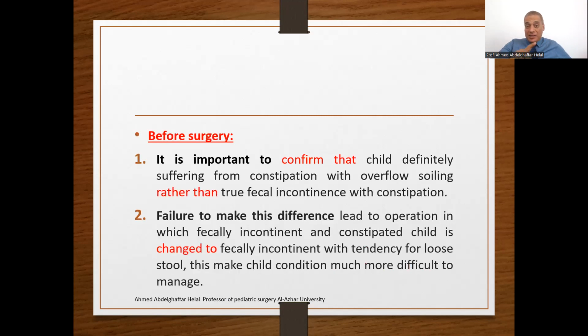Before surgery, it's important to confirm that the child definitively suffers from constipation and overflow soiling, rather than true fecal incontinence with constipation. Very essential. Very important differentiation. This is a child complaining of constipation and overflow, not true fecal incontinence with a tendency for constipation. Type of the patient, again, type of the patient: anorectal malformation or Hirschsprung disease.